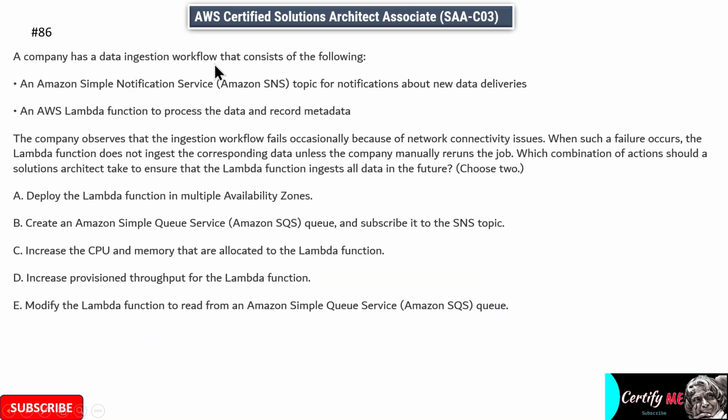A company has a data ingestion workflow that consists of the following: an Amazon Simple Notification Service topic for notifications about new data deliveries, and an AWS Lambda function to process the data and record metadata. The company observes that the ingestion workflow fails occasionally because of network connectivity issues. When such a failure occurs, the Lambda function does not ingest the corresponding data unless the company manually reruns the job. Which combination of actions should a solutions architect take to ensure that the Lambda function ingests all data in the future? Choose two options.